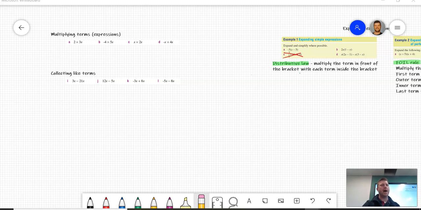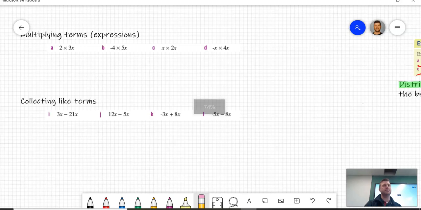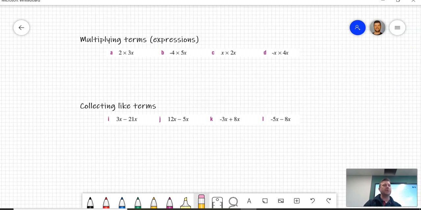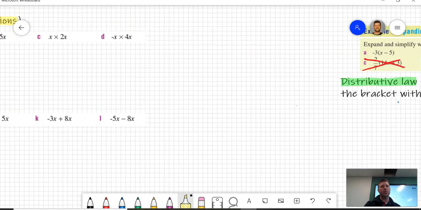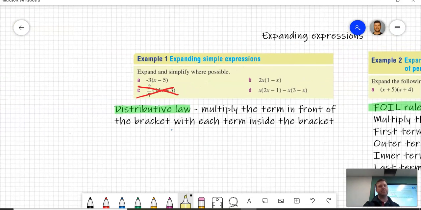Okay, so I'm going to start. I know we've done this. We looked at this last time, but these are the two skills we're going to be using today, because we're looking at expanding expressions: multiplying terms together, or multiplying expressions together, and then collecting like terms. So a bit of a revision from what we've already done, but these are the two main skills we're going to be using today when we look at expanding some of these expressions in a minute.